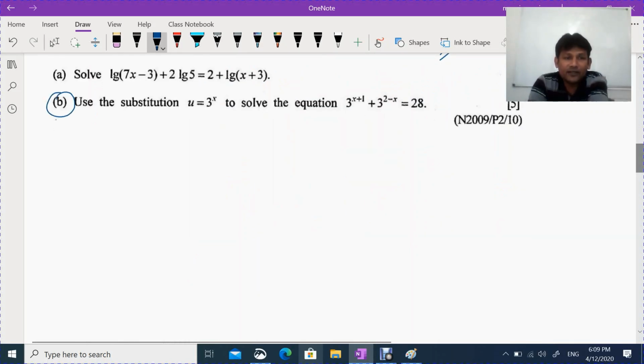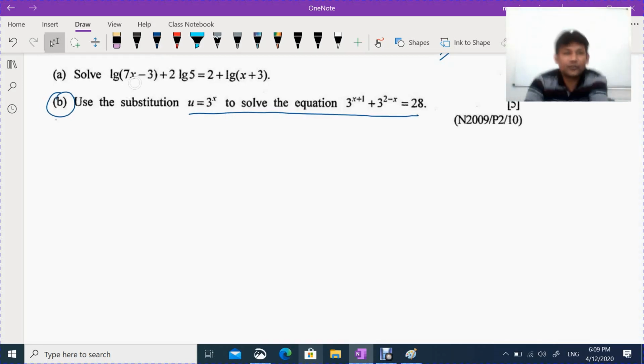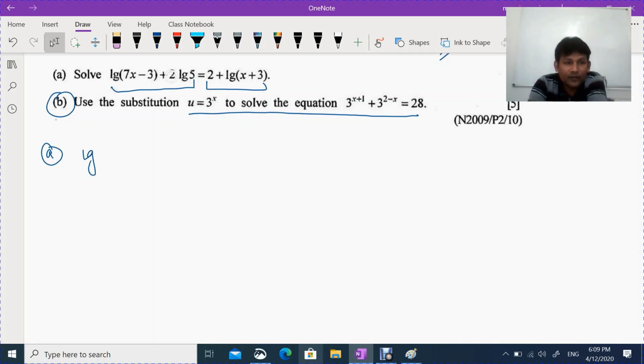This B part is the same, so I'm not doing it, but you try this, please. Now I am moving to this question, writing the single logarithm, and the equal sign is there. On the right-hand side there are two terms, and on the left-hand side we also have two terms. Can we write the single logarithm? Single means there will be no coefficient with LG.